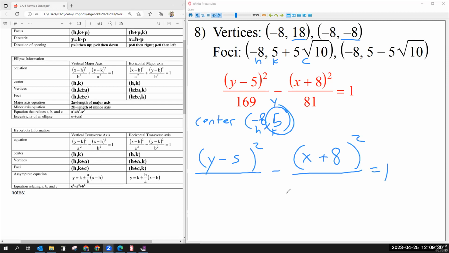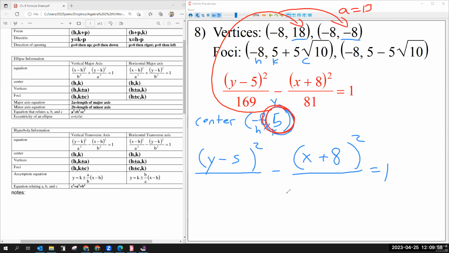So I'm going from -5 to 18 and -8. Well, let's go from 5 to 18. How many do I go up from 5 to 18? 13, right? It's 18 minus 5 is 13. So, or I could say 5 minus 13 is -8. So either way, I'm adding and subtracting 13. So my a is 13.